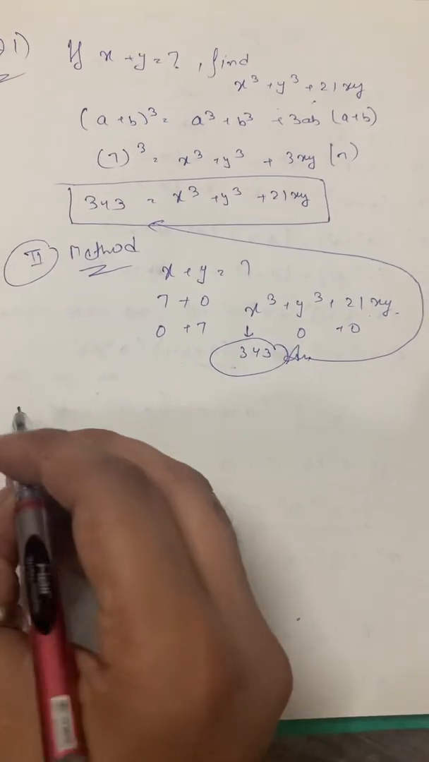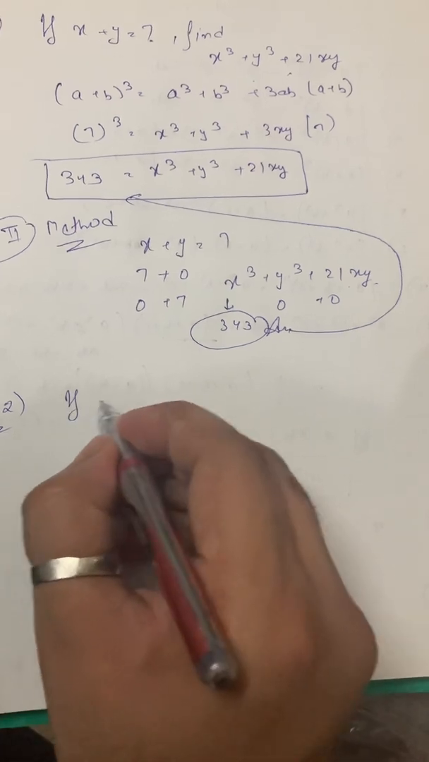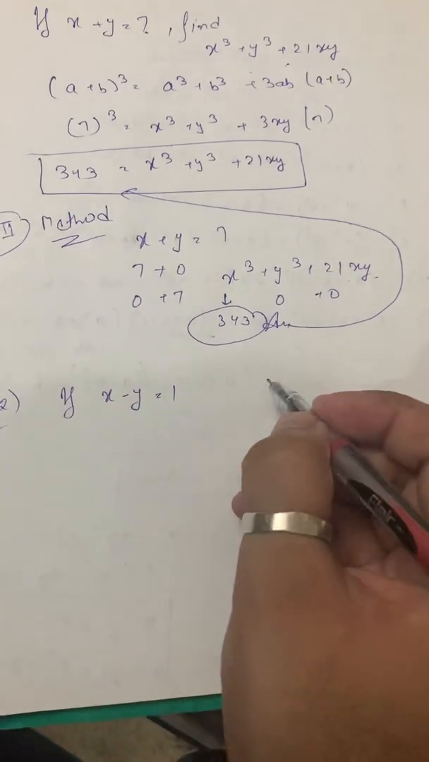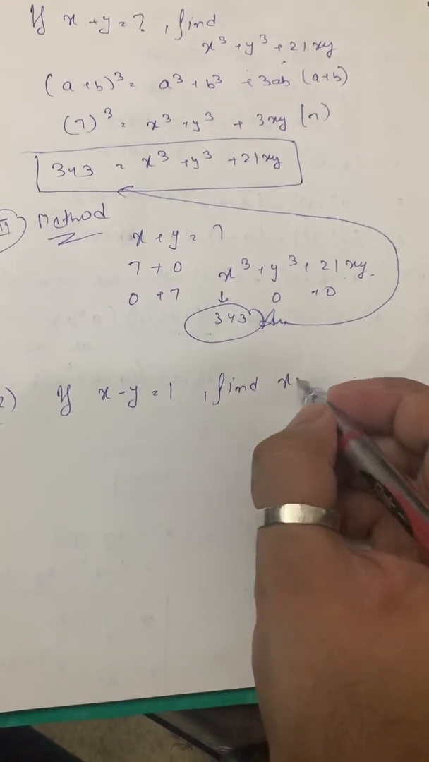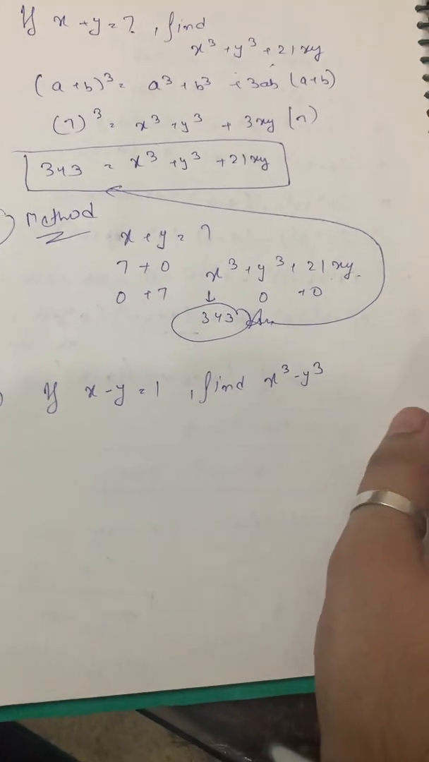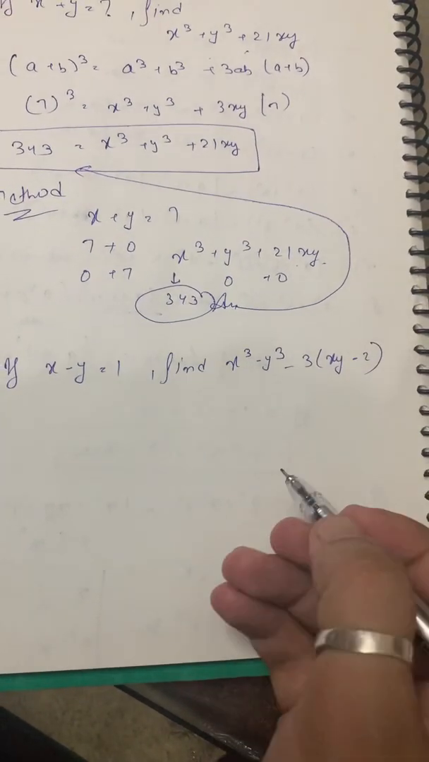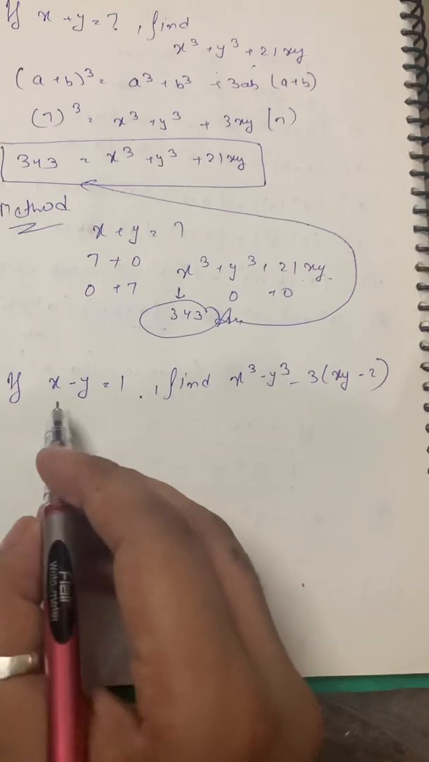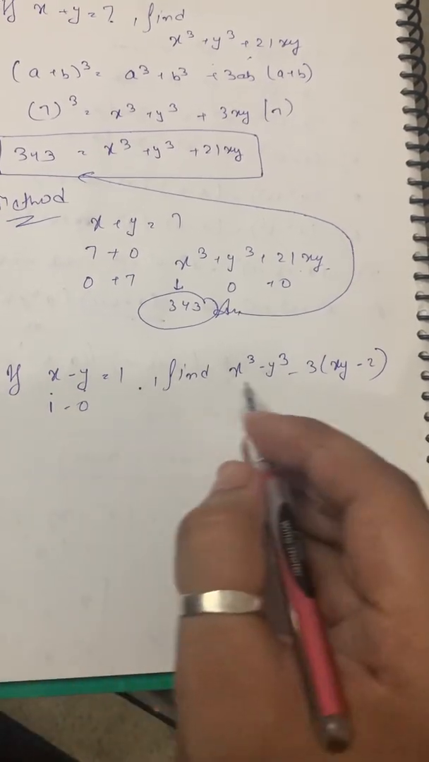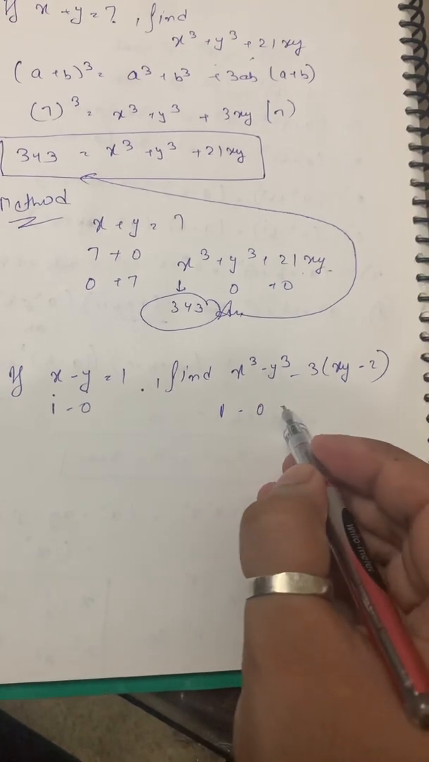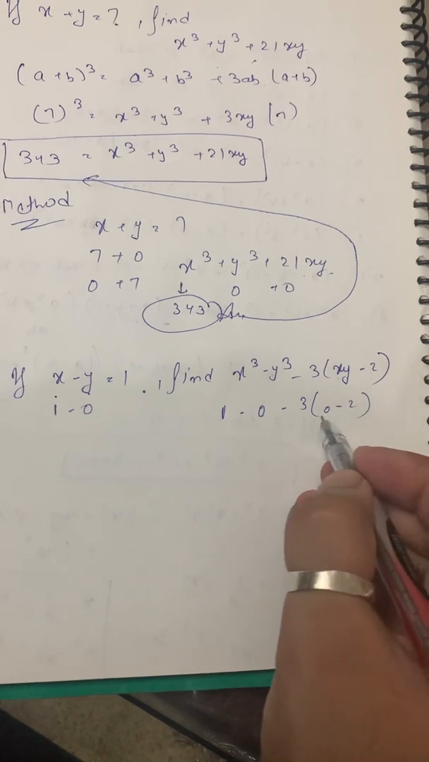Let me take one more example here. Question number 2. Suppose if x minus y equals 1, we need to find x cube minus y cube minus 3xy minus 2. Now this value is there. I can take it as 2 and 1, but to make it easier, I'll take it as 1 and 0. So 1 cube is 1, minus 0, minus 3, 0 multiplied by anything is 0, minus 2. 0 minus 2 is minus 2.